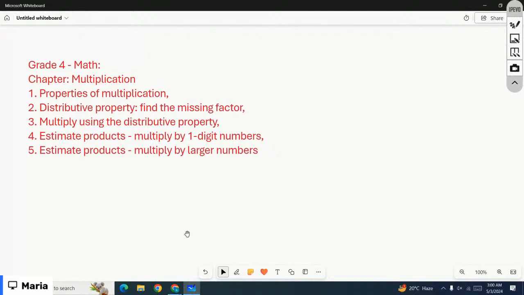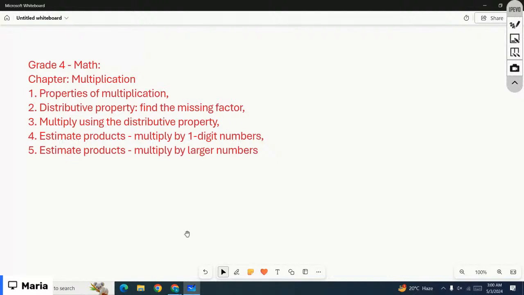We are here for grade 4 math. The chapter we are on right now is multiplication. The lessons we're going to cover today are properties of multiplication, distributive property, find the missing factor, multiply using the distributive property, and estimate products multiply by one digit numbers. Then estimate product multiply by larger numbers.